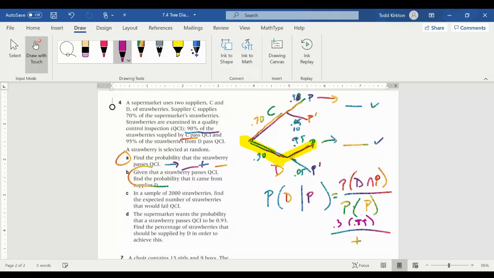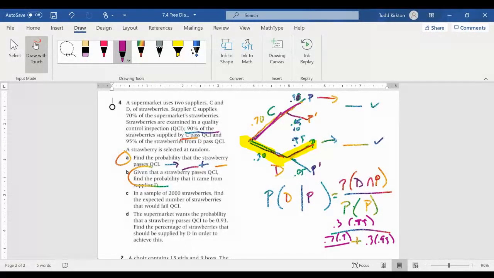That's also going to be in the denominator. And the other one would be the 0.7 times 0.9. So use the formula with the given that.